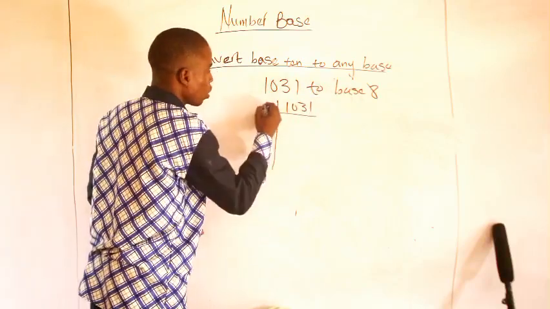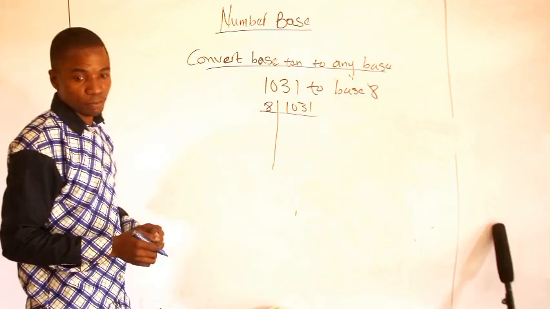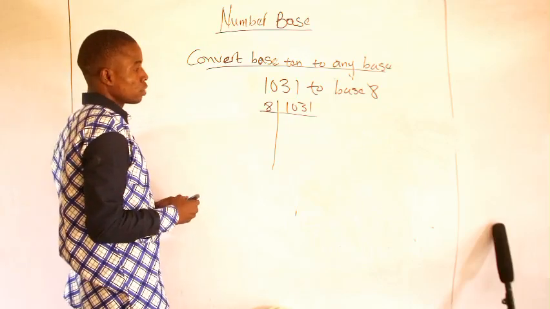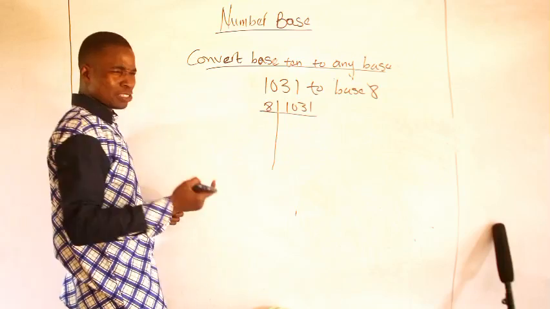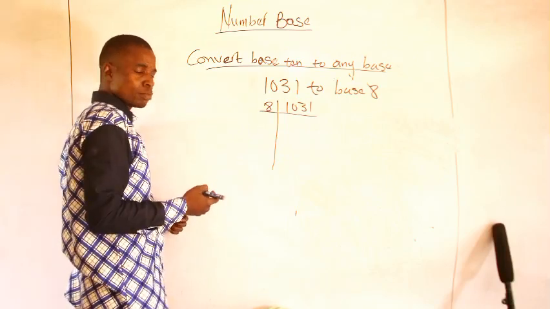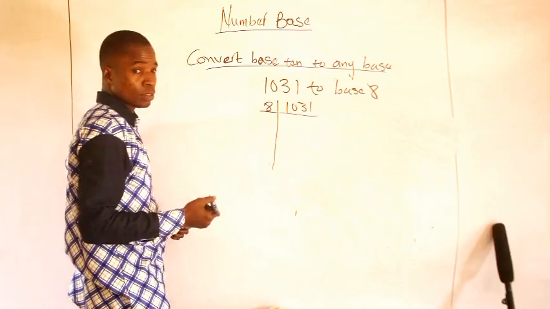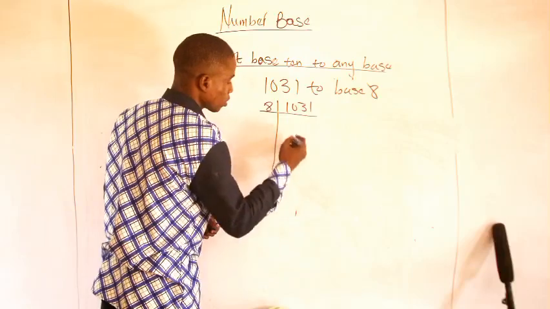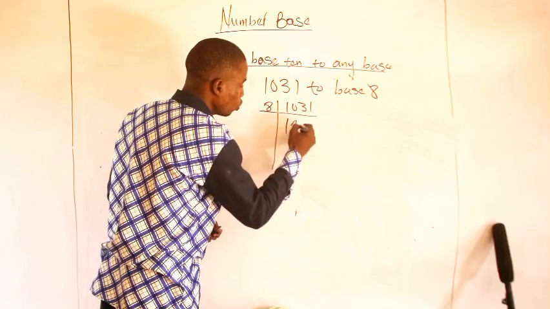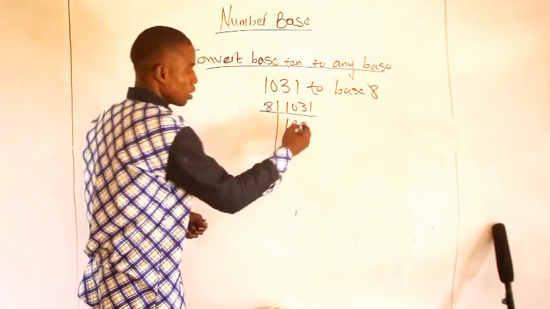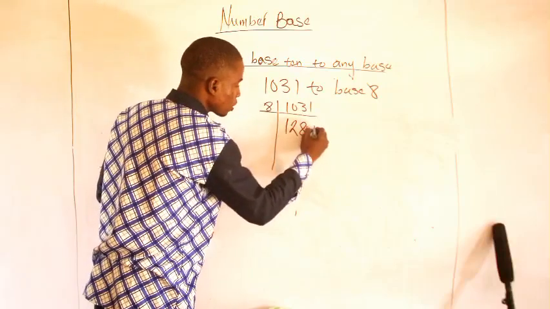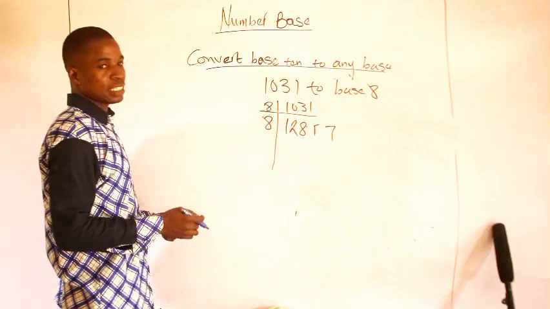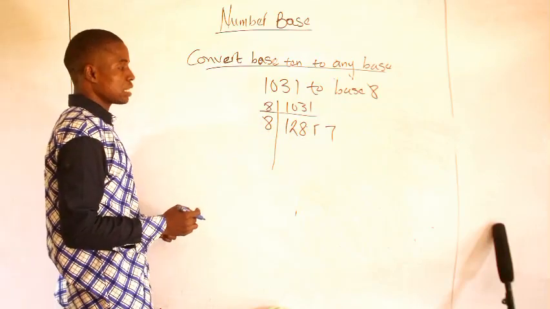1031 in base 8. This one divided by this is what? Press your calculator and tell me. What is the answer? That would be 128 remainder 7. It gives you points. Remainder 7. Now, 8 again. This one divided by this. Very, very simple as ABC.